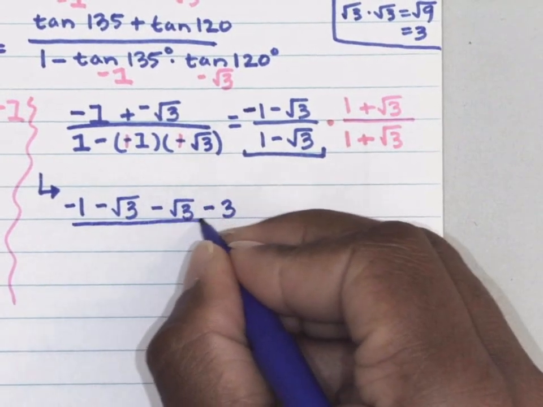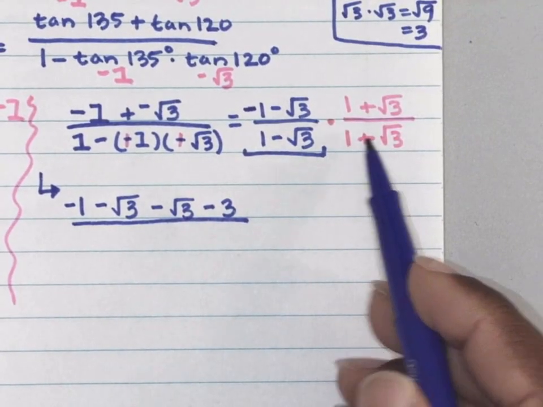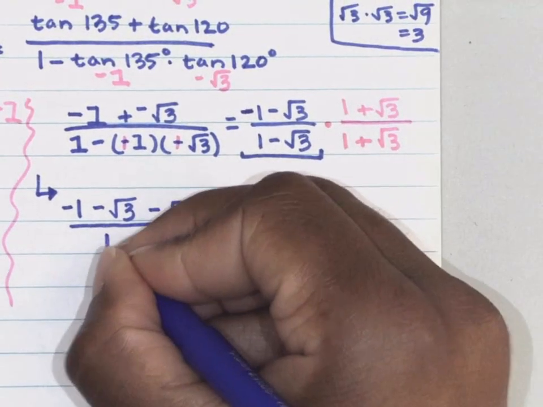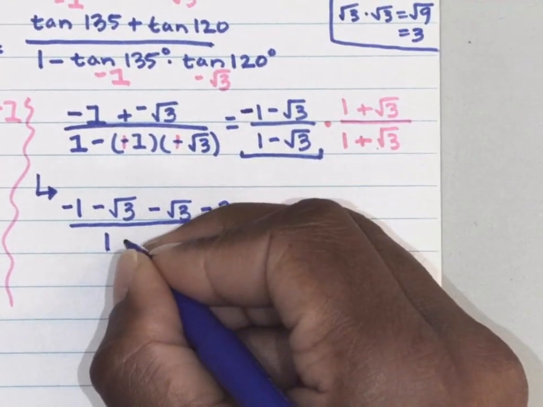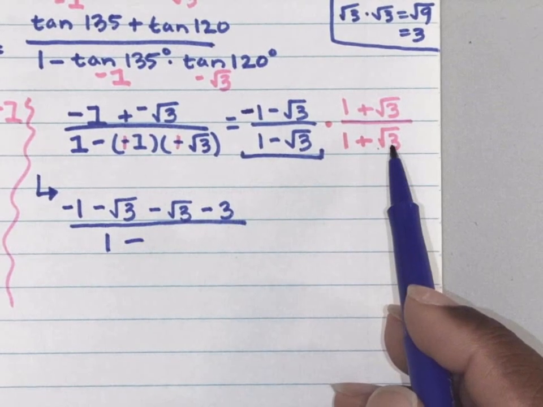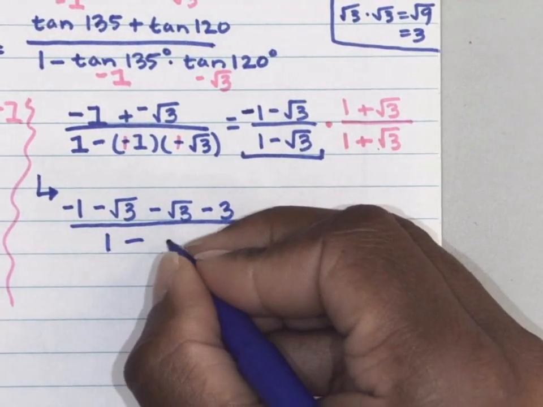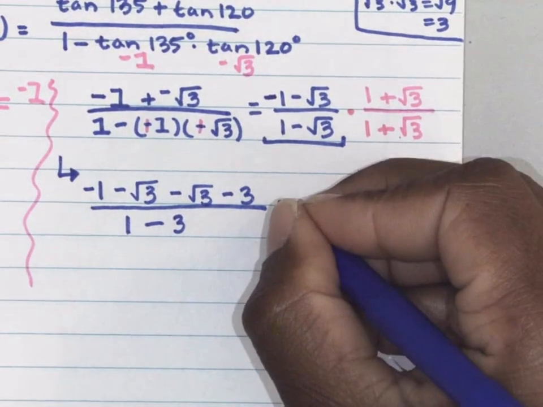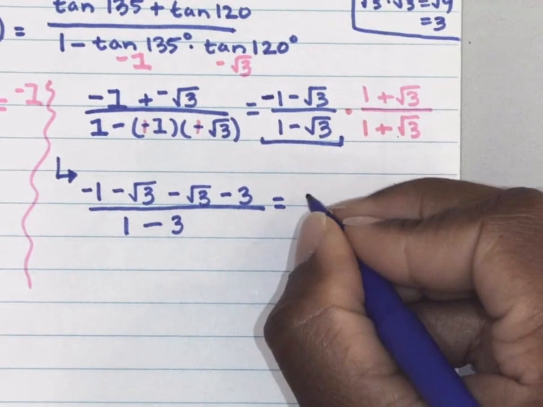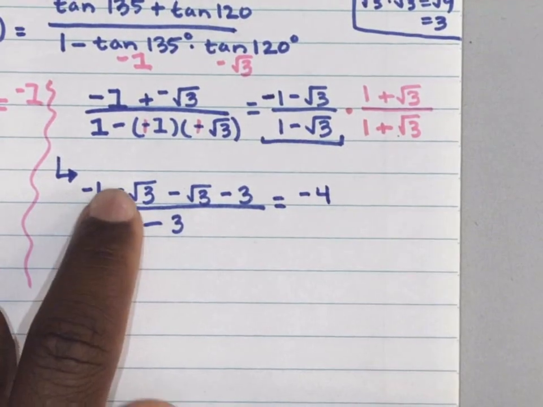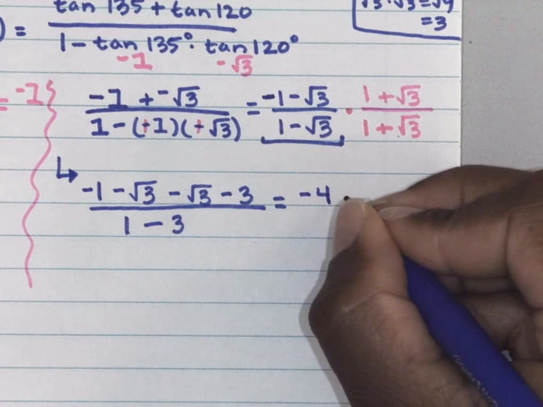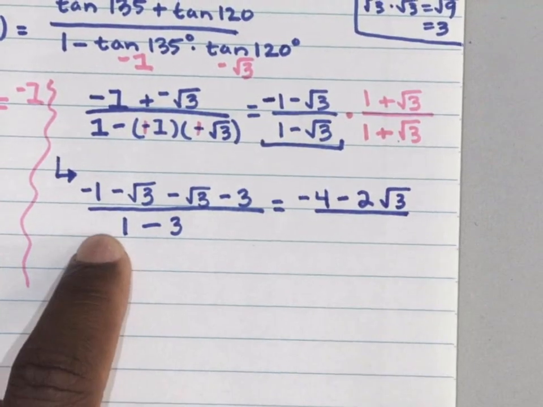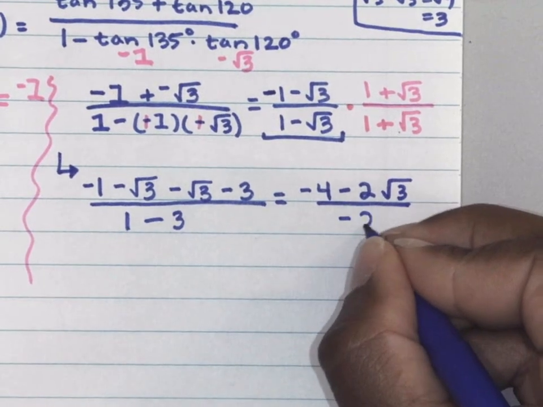This is all divided by, remember with the conjugate, the middle terms will cancel. So I only need to do first times first, which is 1. The sign will be negative. And then again, last times last, √3 times √3 will be the square root of 9, which is just 3. I combine my like terms. -1 minus 3 is -4. I got 2 negative √3s. And then this is all divided by 1 minus 3, -2.